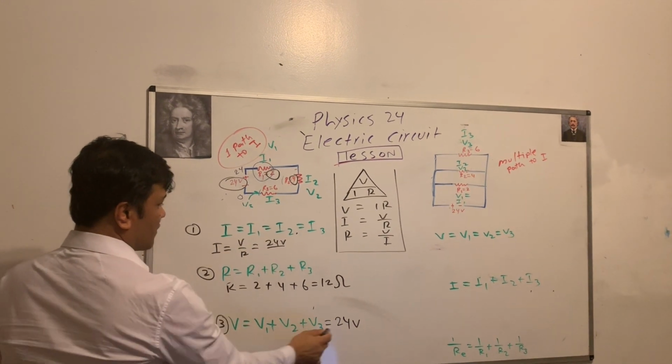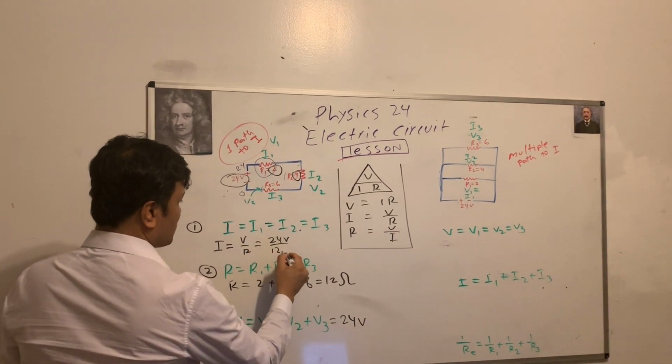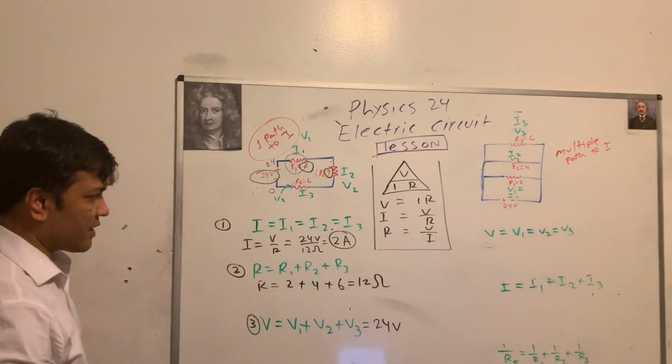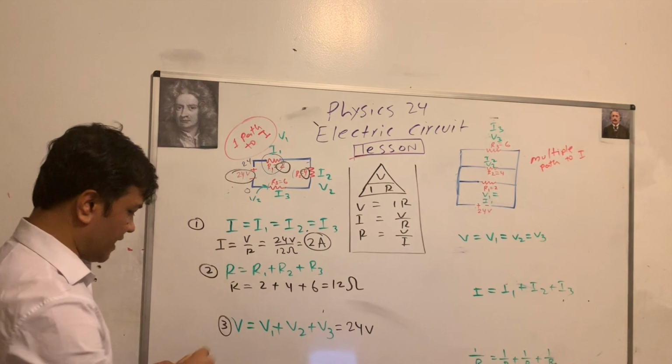24 volts over how much? 12 ohms, equals 2 amps. Okay, now we're gonna create a table.